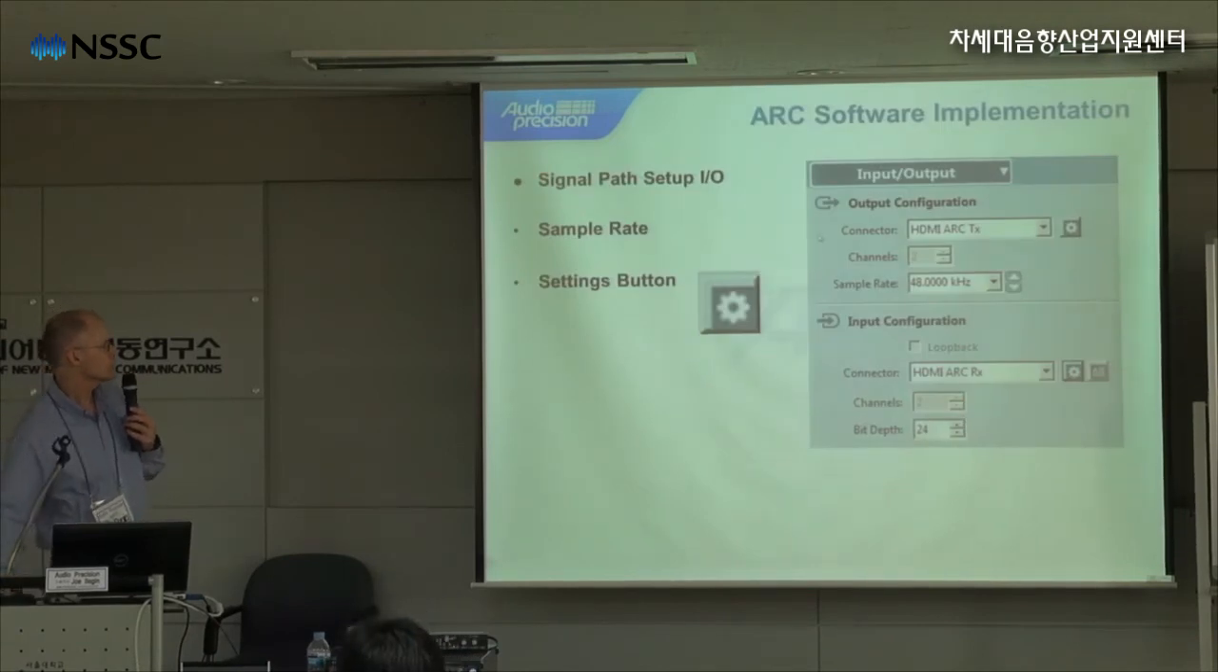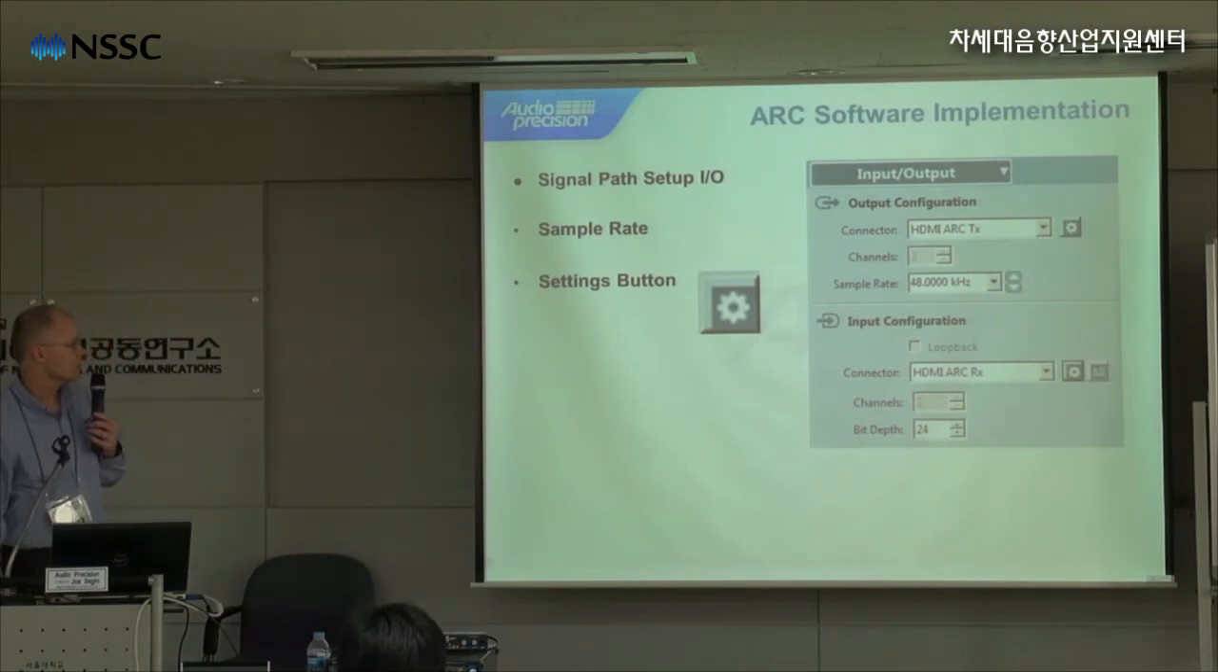So inside the APX software, under signal path setup, you would choose your connector to be HDMI ARC transmit. You would set the sample rate, and you have the settings button with similar settings as the HDMI. On the input side, you would choose the HDMI ARC receiver and similar controls.